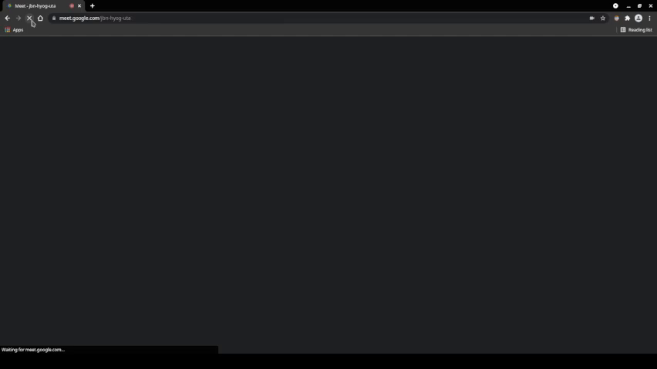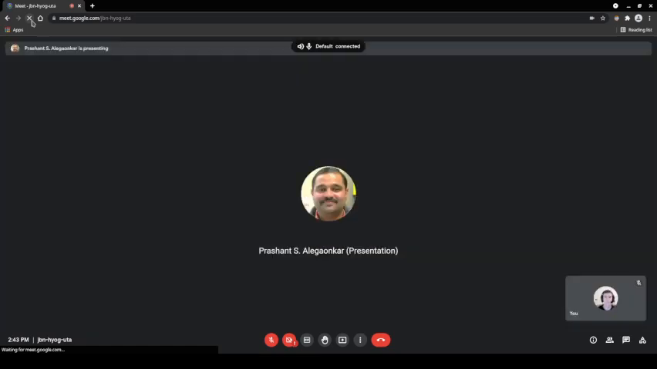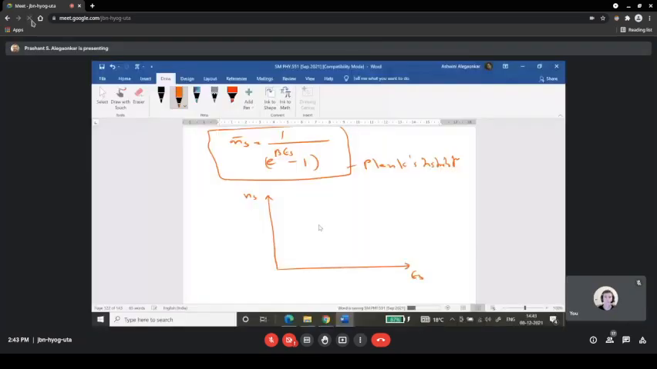as a function of n and e. How will this distribution look? This distribution will look like this, the black body curve. And when you start changing beta, it will have a different type of behavior.